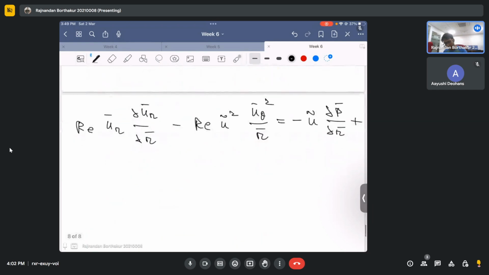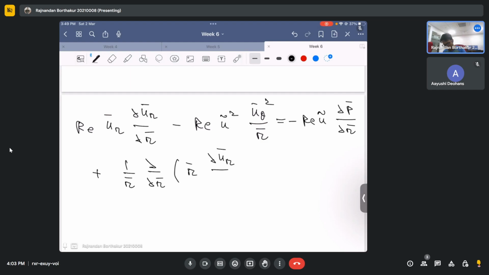The pressure term will have u tilde and Re, of course. Forgot the Re. So the pressure term is just minus Re u tilde into del p bar by del r bar plus 1 by r bar del by del r bar of r bar del u r bar by del r bar, minus this by r bar squared.